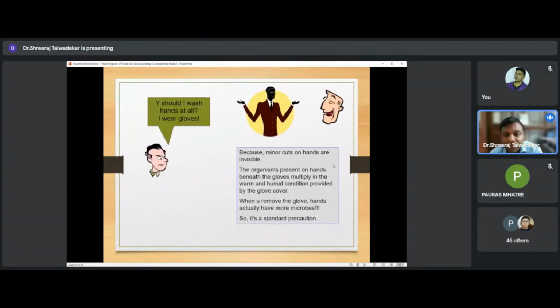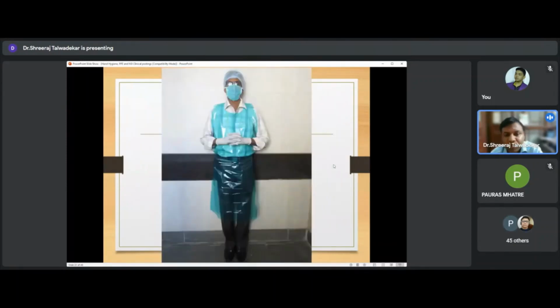So if I wash hands, why should I wear gloves? Obviously, gloves act as a barrier between the organisms and your own body. Minor cuts are always present on your hands, which might be invisible. Intact skin is a very good barrier, but yes, there are some minor cuts which you may not be aware of, and they might be present on your hand. And when you glove the hands, there is a very favorable atmosphere for the microorganisms to grow. And when you remove the gloves, there will be more chances of more bacteria on your hands. So you have to again wash your hands after removing also.